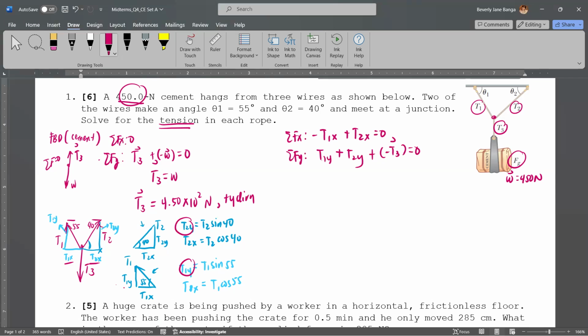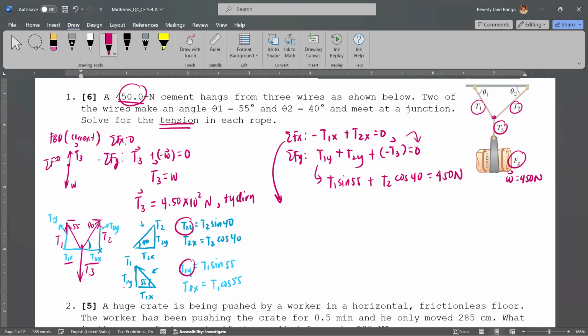So now, since T3 is known, we can restructure this. Let's write the summation of forces along y. So you have T1 sine 55 plus T2 cosine 40 is equal to T3, which, when we move it over here, is positive 450 newtons. But then we don't know T1 and T2. But from Fx, we can write it.